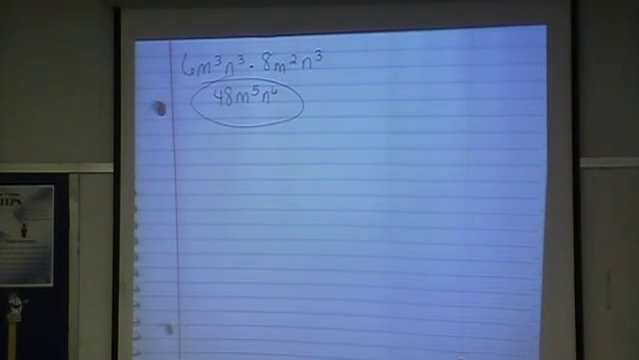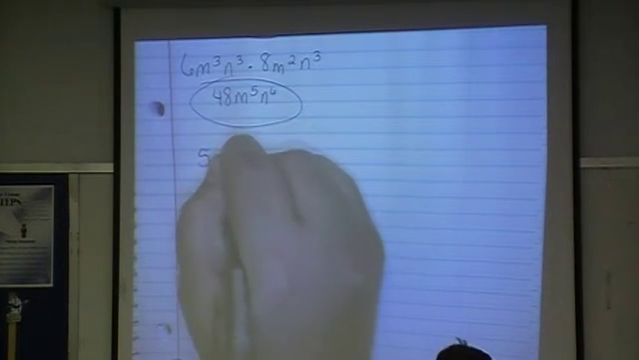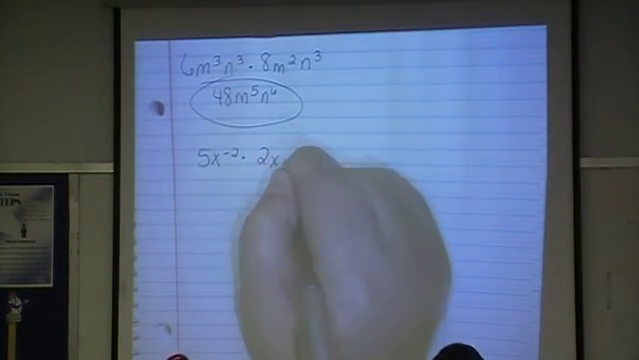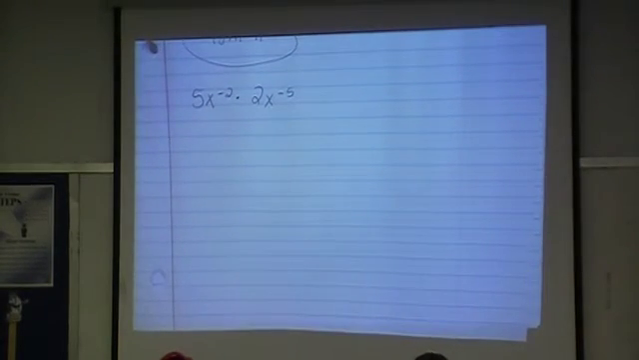All right, here comes the hard one. 5x to the negative 2 times 2x to the negative 5.